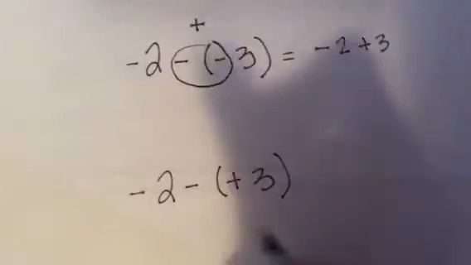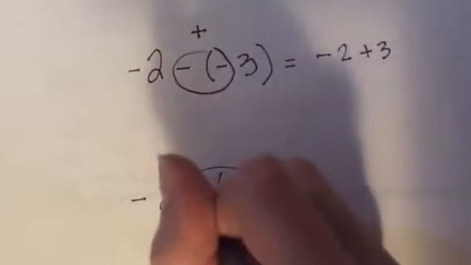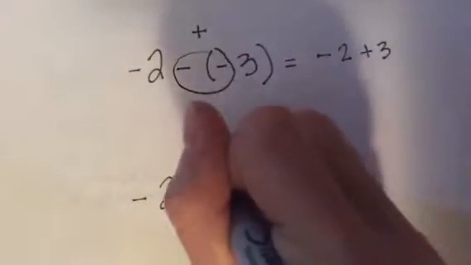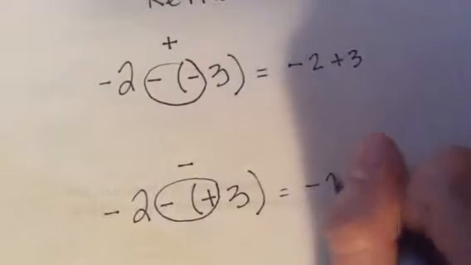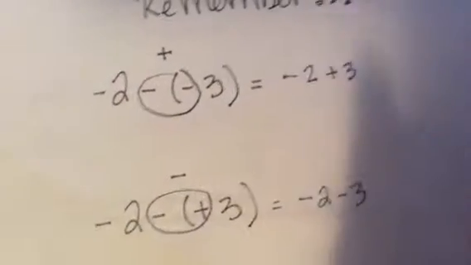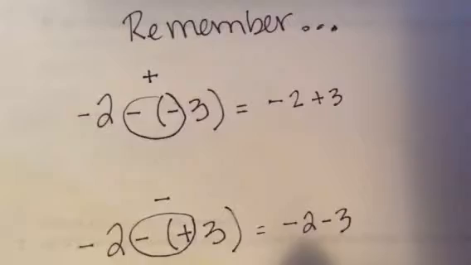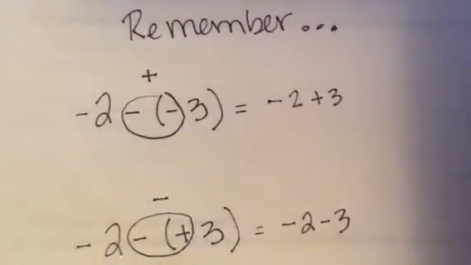Okay, and then we would solve from there. And then same thing down here, but they're opposites, so you would circle, make it minus, and then it would be -2 minus 3, and then you would solve from there. Okay, so just remember that as we start.